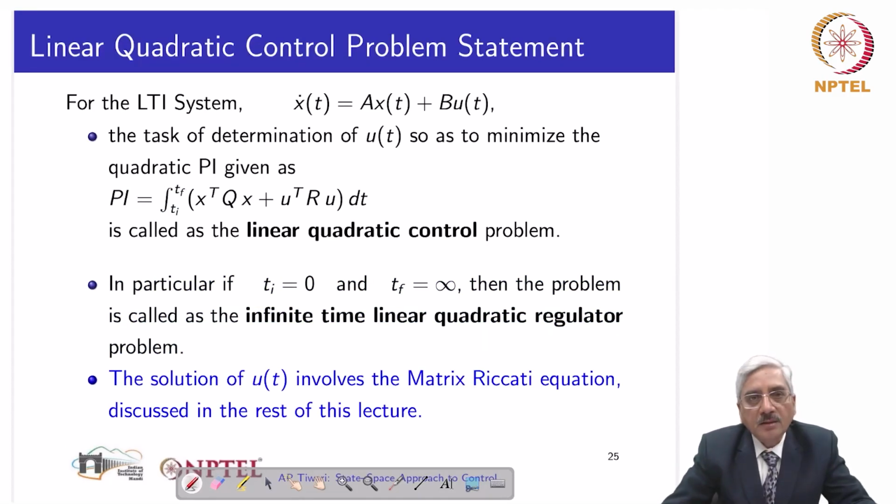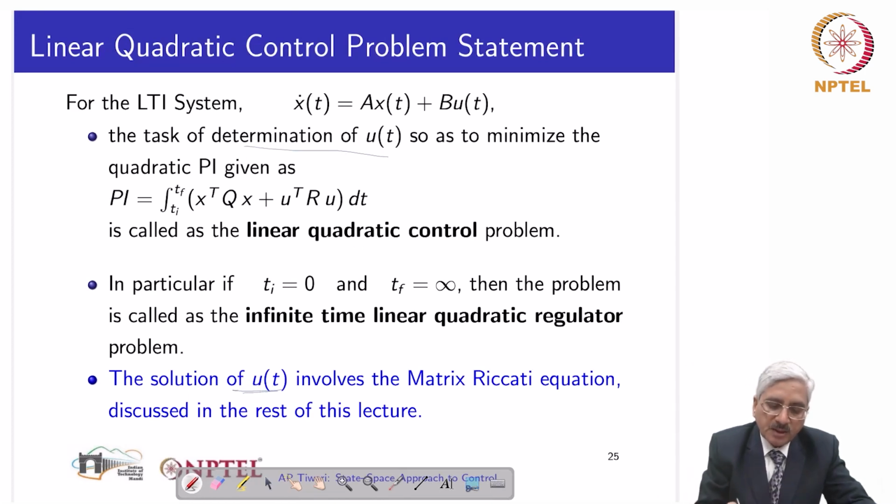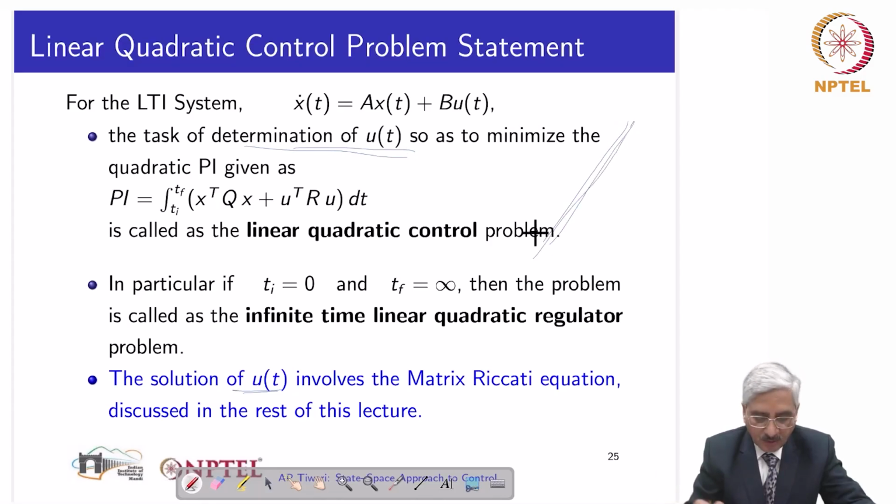And the solution of the input u(t), we have to determine u(t). Its solution, this control problem, its solution involves a famous equation called the matrix Riccati equation, and in the subsequent part of this lecture we devote discussion to the Riccati equation. We will see how it arises and what the ways of using it are, how it is used for designing the control.